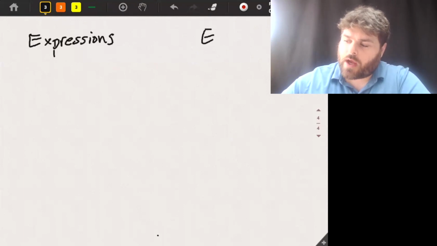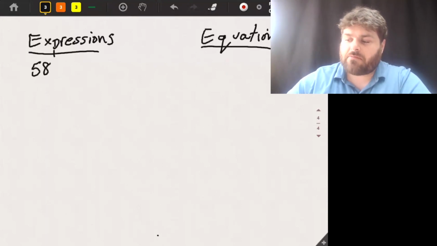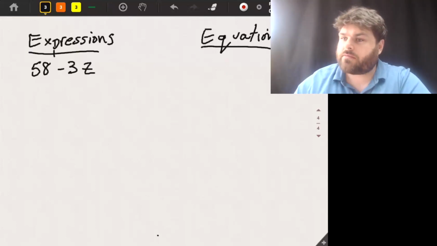Over here, we're going to write equations. So let's look at some examples and the differences. We'll talk about the differences between the two things. So an expression, 58 minus 3z, okay? Definitely an expression.